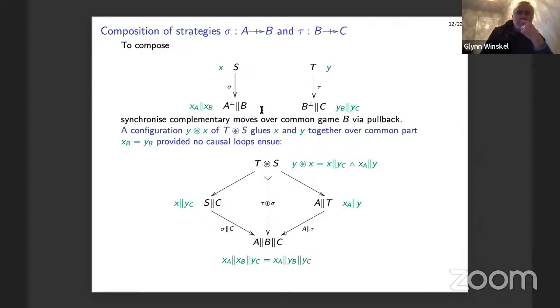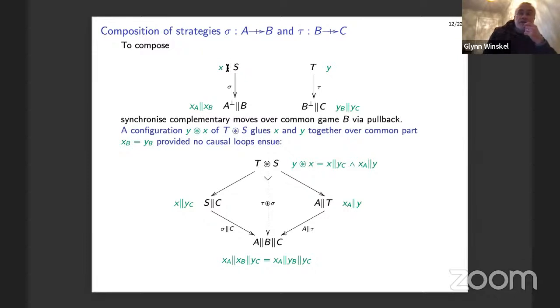Computer scientists will know about synchronizing processes, and this is an example of synchronizing processes S and T synchronizing over that common interface B, but mathematically we can achieve that by using pullback. This is to give you some idea of the technology that's underlying this. The way that we get a configuration of the interaction of these two strategies, without hiding anything for the moment, we need to eventually hide the moves over B, is by taking a configuration X associated with sigma and a configuration Y associated with tau, and gluing them over their common part, provided no causal loops ensue in that operation.